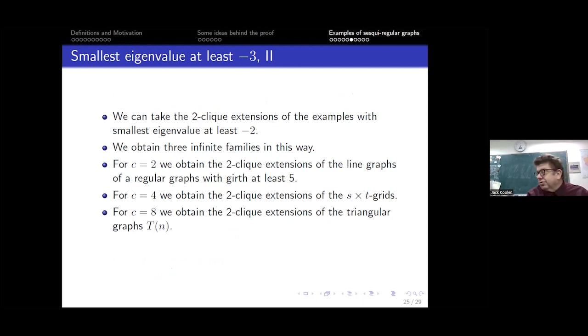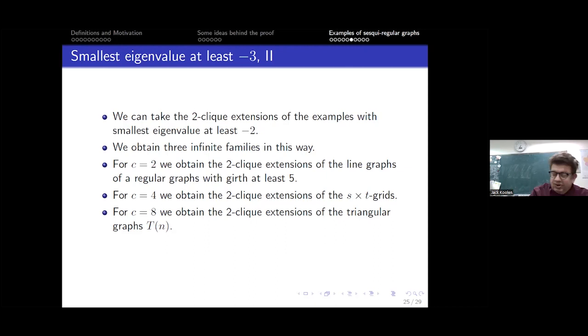And then we thought that that is all. We don't expect many more families. For C is 4, we get the Johnson graphs of diameter 3. And maybe that will be the end of all the examples, at least if the number of vertices is large enough. That was what we were thinking at this moment.